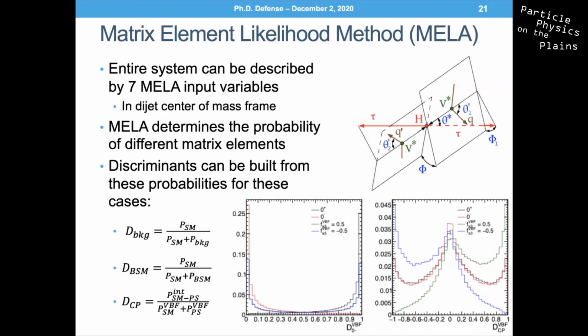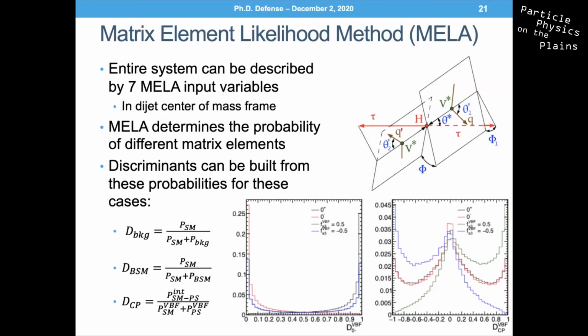There are 3 general types of discriminants you can build, which I've shown on the bottom left here. First, you can build a discriminant against backgrounds, where you just use the probability of a standard model signal and the probability of your backgrounds, as you can see here in this ratio. We don't use this discriminant in this analysis because in practice, we have multiple backgrounds and it's difficult to write a matrix element that accounts for all the backgrounds at play. So we decided to do something different for background discrimination.